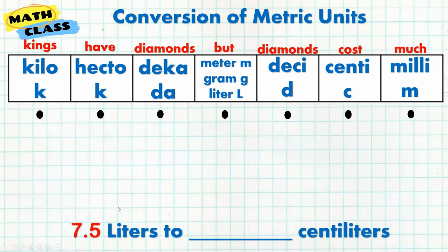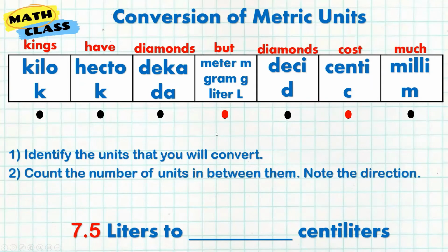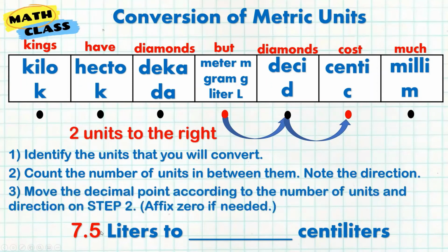So another example, 7.5 liters to centiliters. So identify again the units. It's from liters. So from here, going to centiliters. So you have identified that already. And then count the number of units in between them. 1, 2. So you move 2 decimal places to the right. So there are 2 units to the right. In that case, we will move the decimal point here. So we have 7.5. We will move the decimal point 2 units to the right. So the decimal point will be moved there already. And we have a blank space here. So we affix the 0. So therefore, 7.5 liters is equal to 750 centiliters.